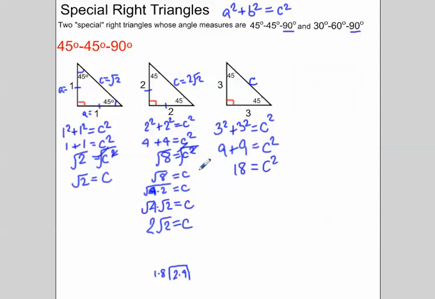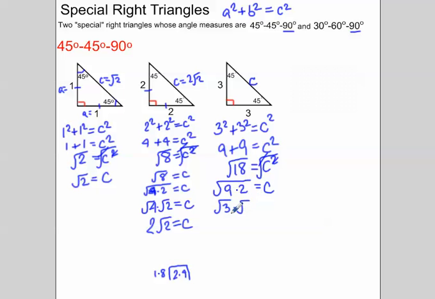And since I already know I need 2 to be a factor, I'm going to see what 18 splits up into where 2 is a factor. 9, you say? You are correct. I'm going to write this as 9 times 2. Oops, I forgot to take the square root first. Now I can say c equals the square root of 9 times 2.